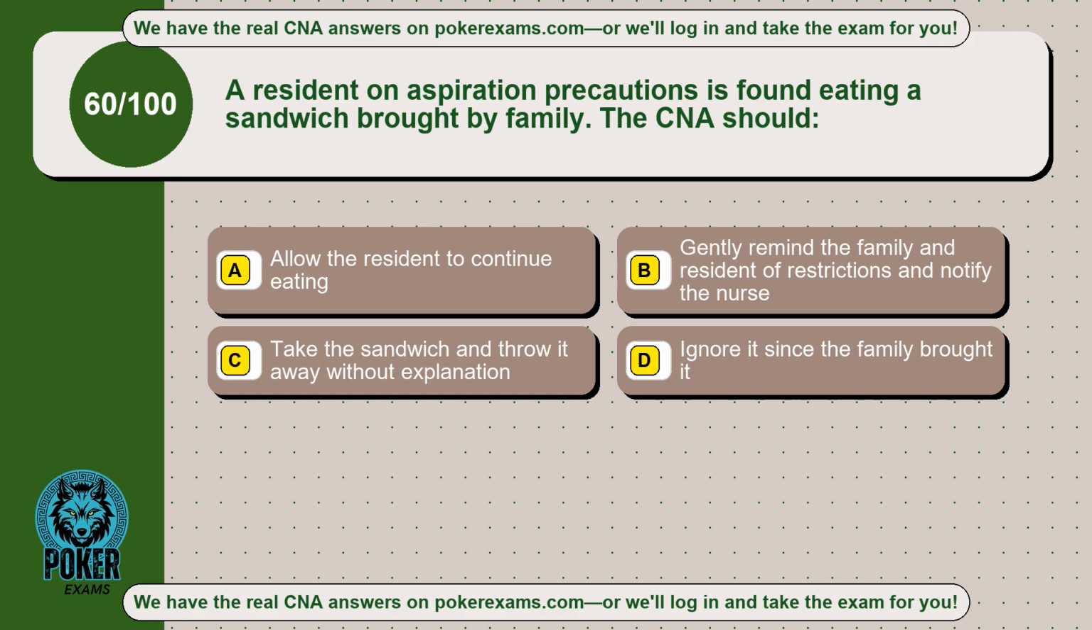Question 60. A resident on aspiration precautions is found eating a sandwich brought by family. The CNA should: Option A, allow the resident to continue eating. Option B, gently remind the family and resident of restrictions and notify the nurse. Option C, take the sandwich and throw it away without explanation. Option D, ignore it since the family brought it.